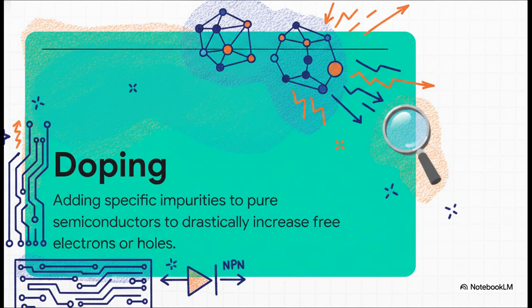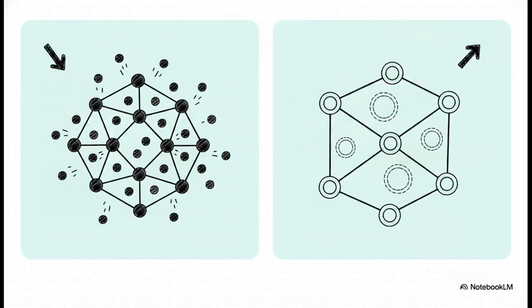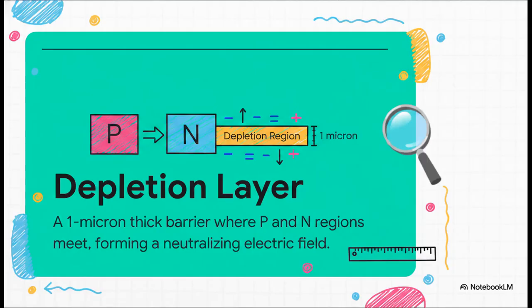To actually make these useful, we use doping. We purposely mix in impurities to massively boost conductivity. You've got 2 flavors. N-type brings extra electrons to the party, while P-type brings extra holes. Smash them together into a p-n junction, and a neutralizing 1 micron thick depletion layer automatically forms.